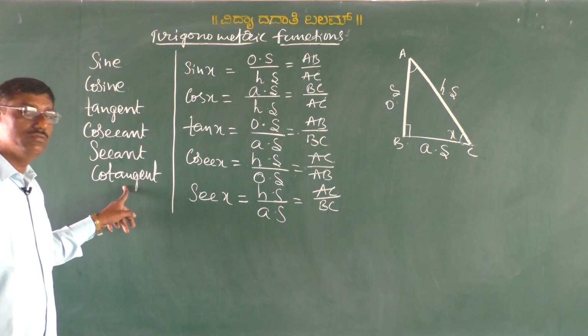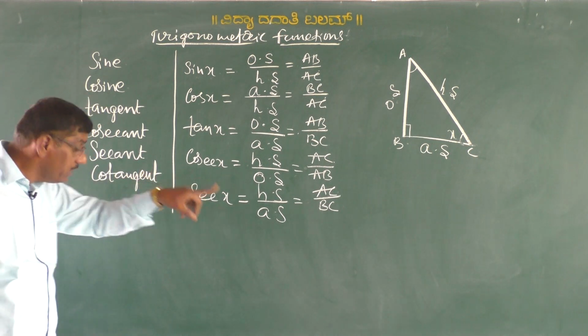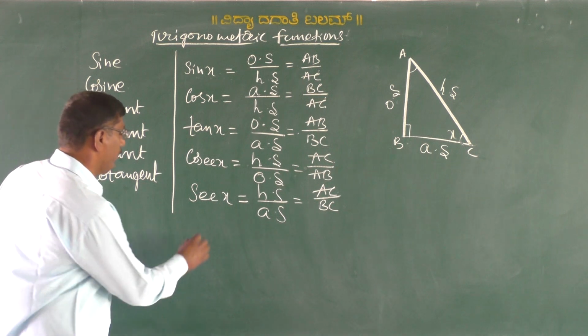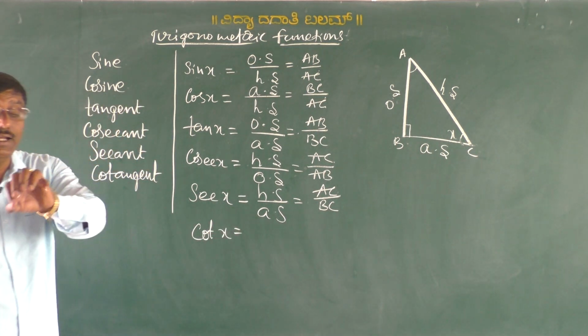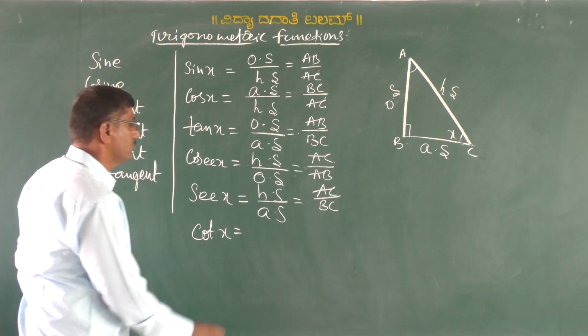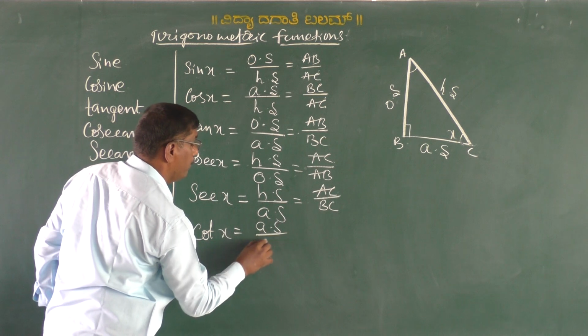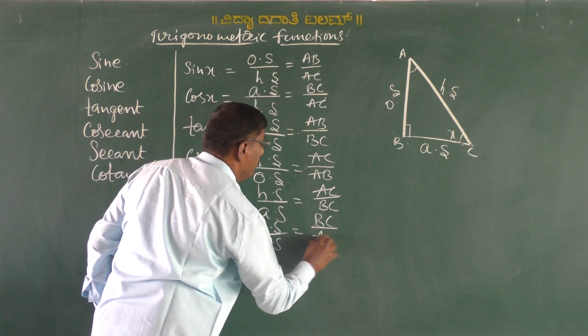The last one, cotangent, can be denoted as cot x, and defined as adjacent side divided by opposite side, that is BC divided by AB.